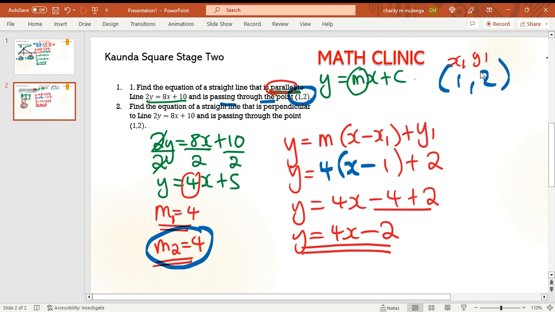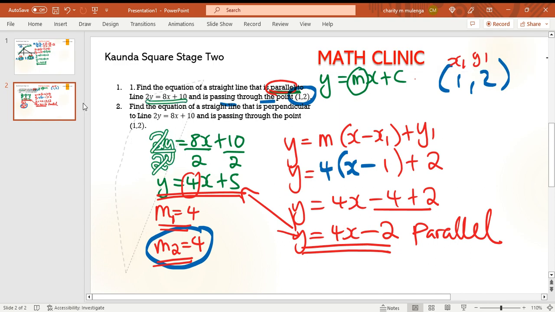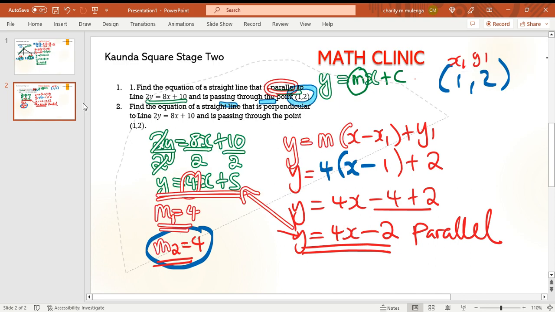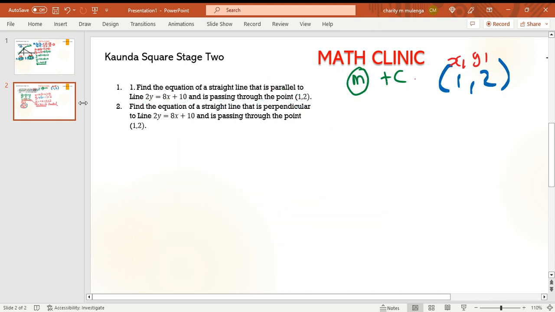So that is the equation that is parallel to that other equation. So this equation here and that equation here are parallel lines. They're parallel to each other. Excellent. With that said, let us learn how to find perpendicular lines as well.